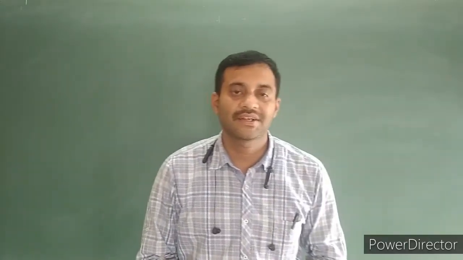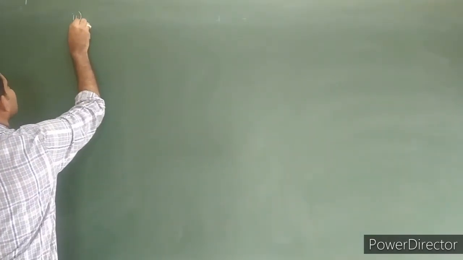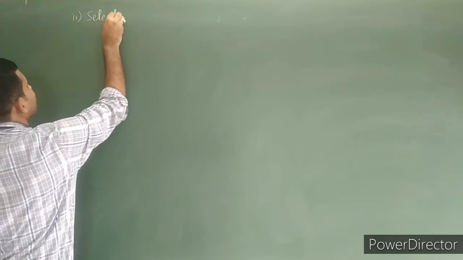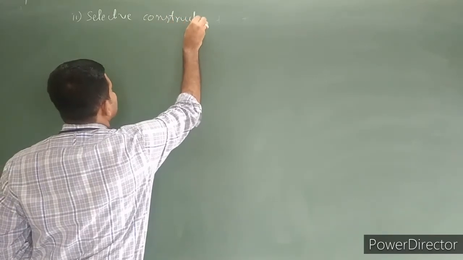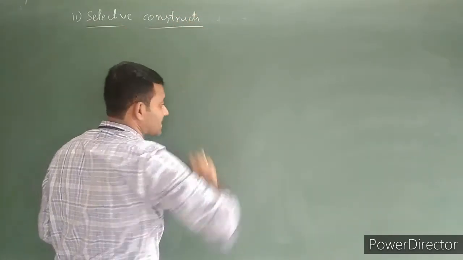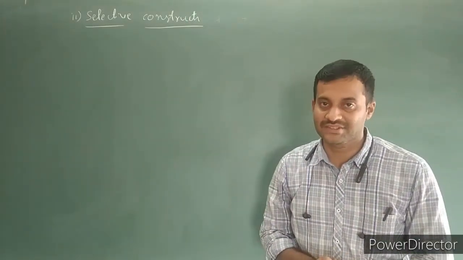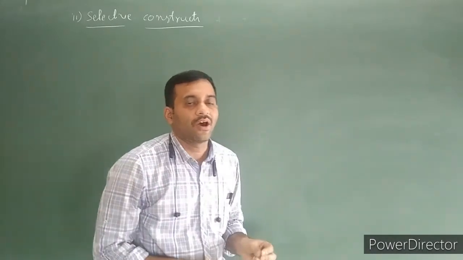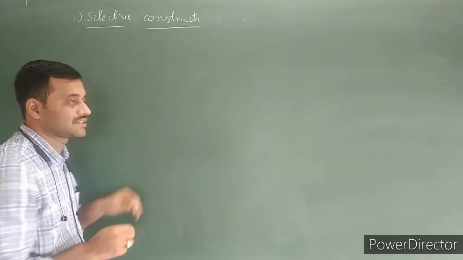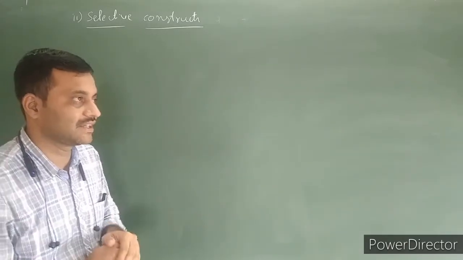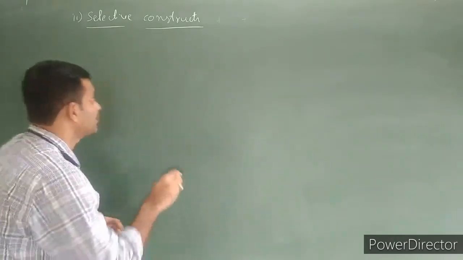Okay, let's discuss the second construct, that is the selective construct or selection construct. This is also known as decision construct. It is used to take an appropriate decision. The selective constructs are used to take an appropriate decision. There are 5 types of selective constructs.